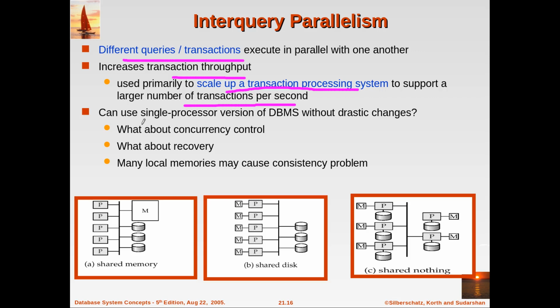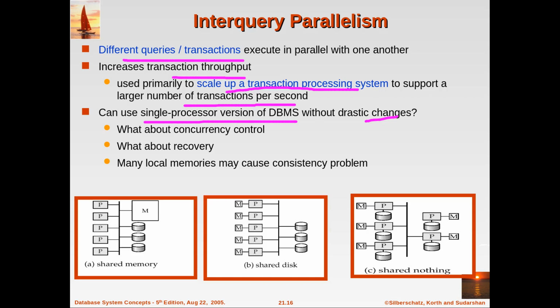Now, can a single processor version of a DBMS be used for interquery parallelism without any changes? It is always possible to use a single processor version of a DBMS, even if you have a single processor, and we can do this parallelism by interleaving the execution of two different queries, sharing the time and dividing the query execution one after another in an interleaving fashion. That is possible, but we can have more throughput if we have different processors and different disks available in parallel.